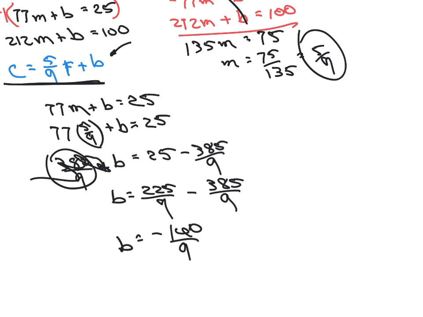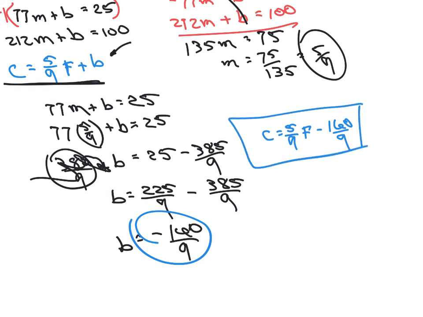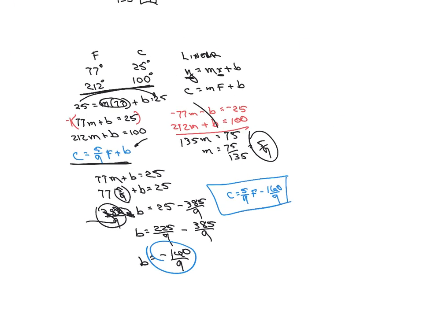So back to my original problem up here. I just found what B is. So now I can rewrite this as, and do it in blue, C equals 5/9 F minus that. So that is the equation that they're wanting you to come up with. C in terms of F. So that one's a hard one. Look at all this stuff that we had to do to find that.